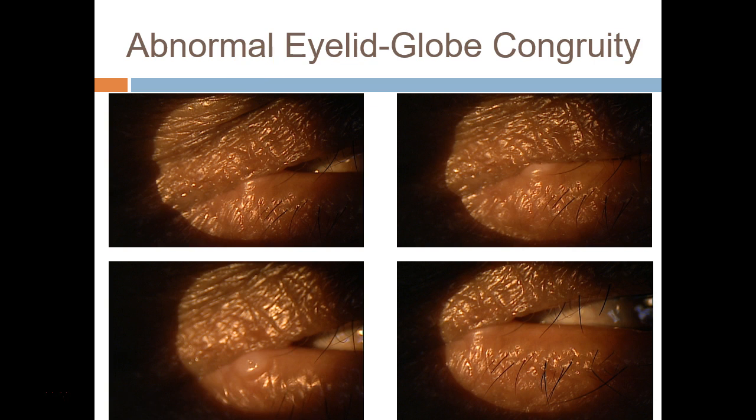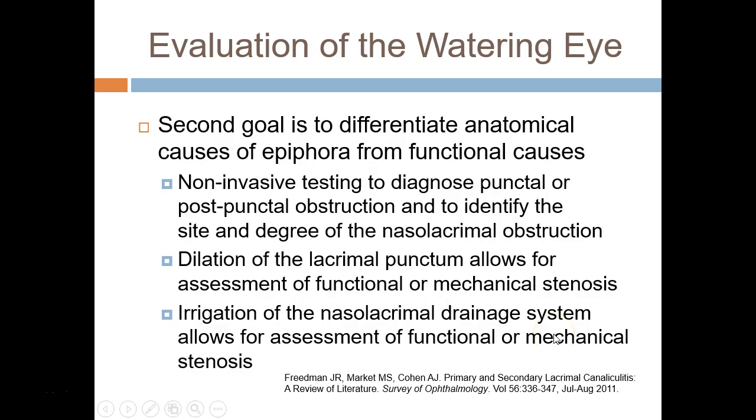When the person blinks, you see here at the very bottom, the puncta is everting out, is turning out. So you can't get any of the normal drainage function that's supposed to occur because the eyelid is in poor congruity with the globe. It won't work like that. So here's an example of what that would look like as you're watching the patient blink, 1, 2, 3, 4.